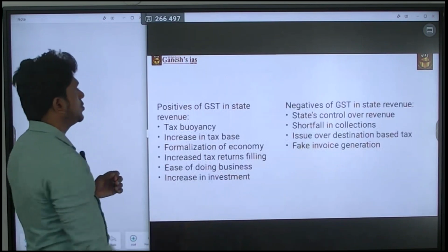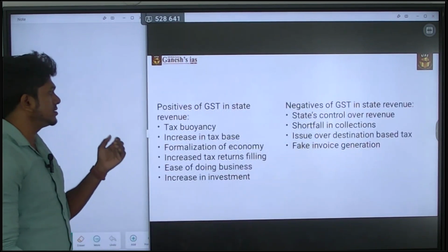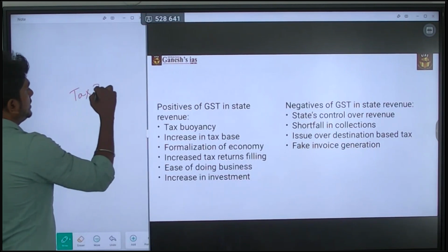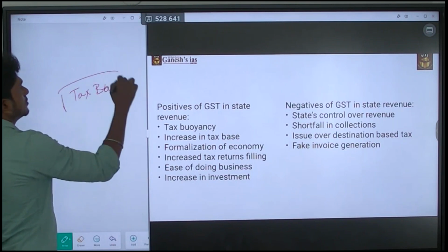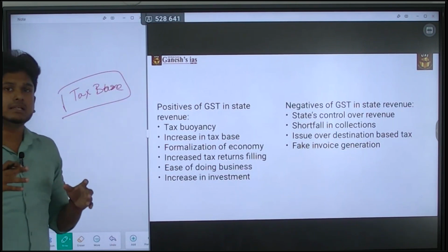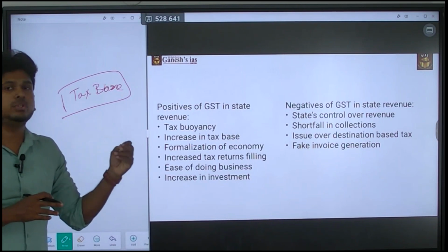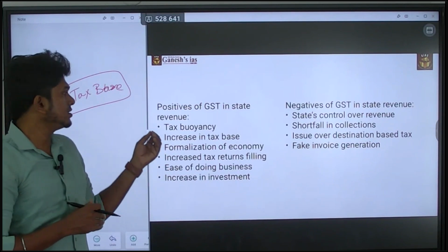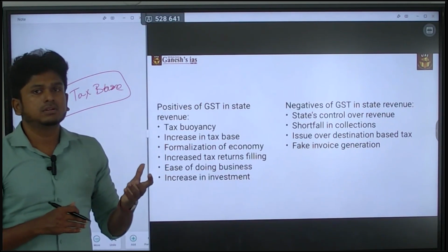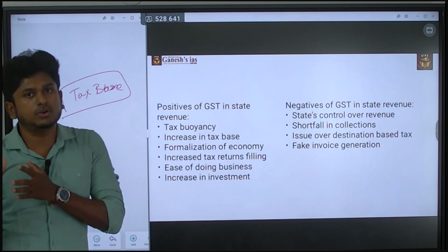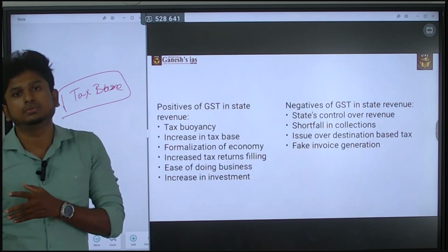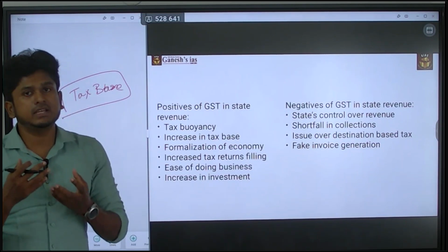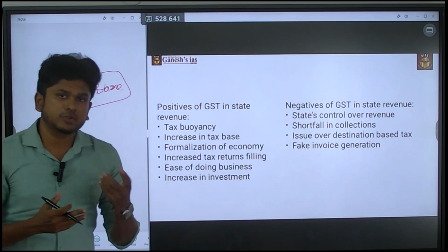I gave certain answers. You can note it. The positive side of the GST is the state revenue. First thing is increase in the tax base. The number of taxpayers increased. That is the first major outcome due to this GST introduction. Due to the introduction of the GST, there is a huge growth in the tax base. So earlier, if only 100 people were going to pay tax, now it has become 200 people. So the tax base increased, that led to growth in the GST collection. Okay, so that is one positive thing.